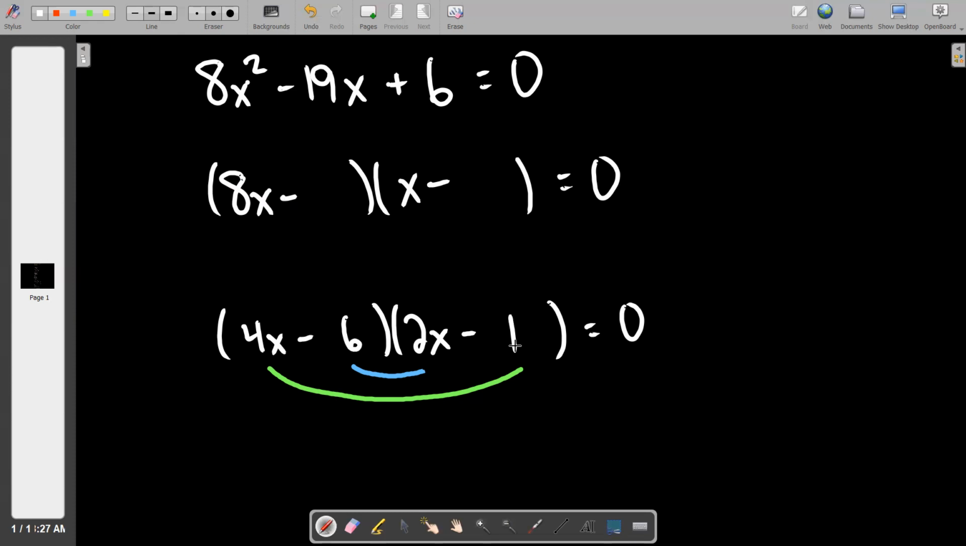What's my blue? -12. What's my green? -12 and -4 make. Okay, so that's another fail. What else do you want to try? 3 and 2 on the top. Sure. What's my blue make? -3x. What's my green make? What's -3x and -16x?